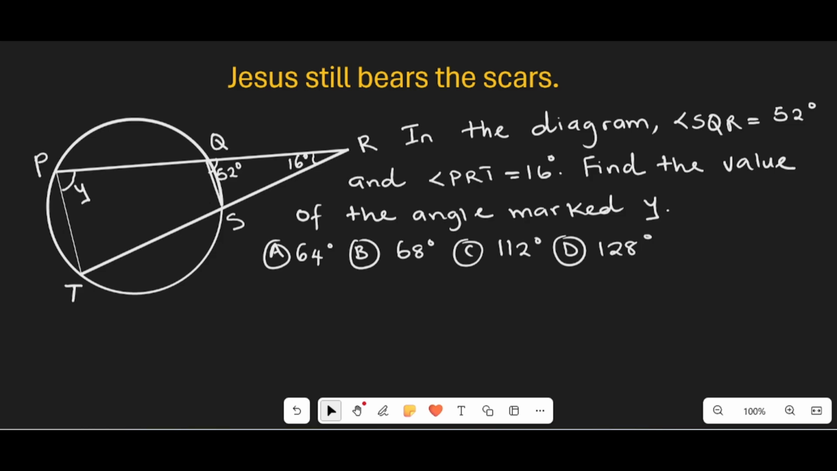In today's lesson, we are going to consider this geometry question. Solution.